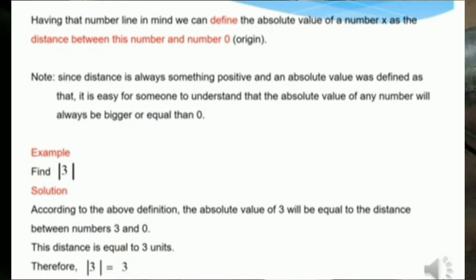Example number 1 is to find the absolute value of 3. According to our definition, the absolute value of 3 is the distance between 3 and 0. On the number line, the distance equals 3 units. So the absolute value of 3, |3|, is equal to positive 3. Now, let's proceed to example number 2.